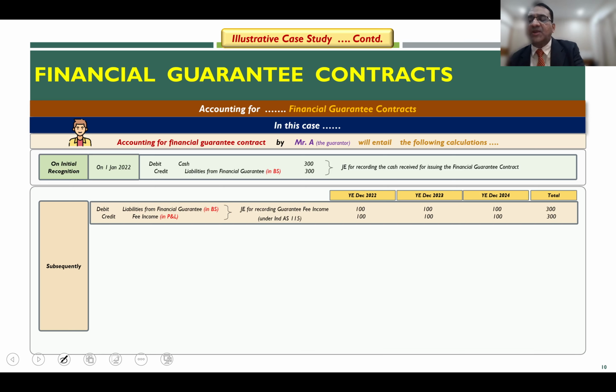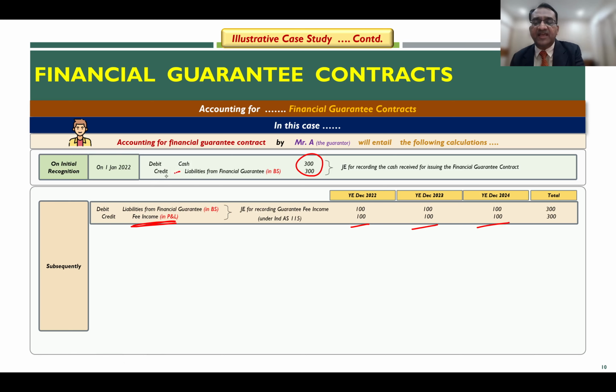Now, subsequently, at each reporting period, you entered into this at the beginning of the year. If the calendar year is the financial year for that particular entity, a year later in December 22, 2 years later, 3 years later, what will happen? As I said, in this case study, it is presumed that this needs to be recognized as income on a straight line basis. So the entry would be, you will credit P&L to the extent of fee income of 100, 100, 100 in each of the years.